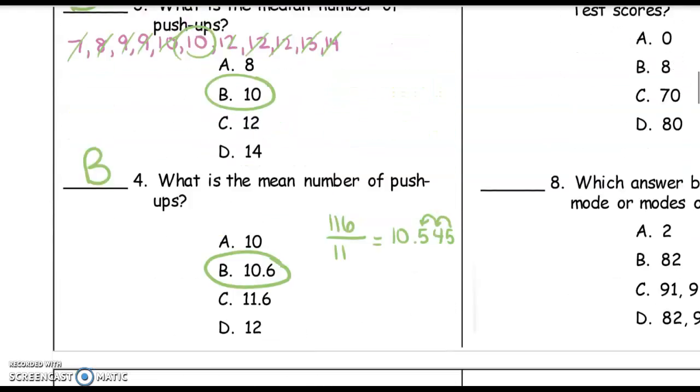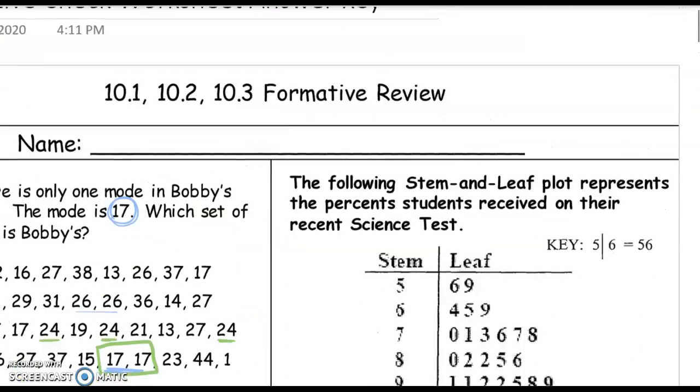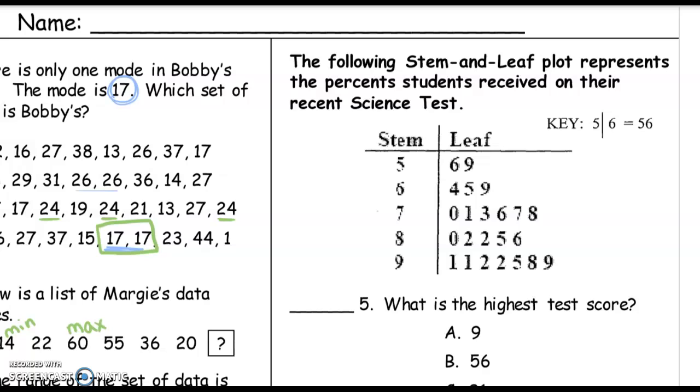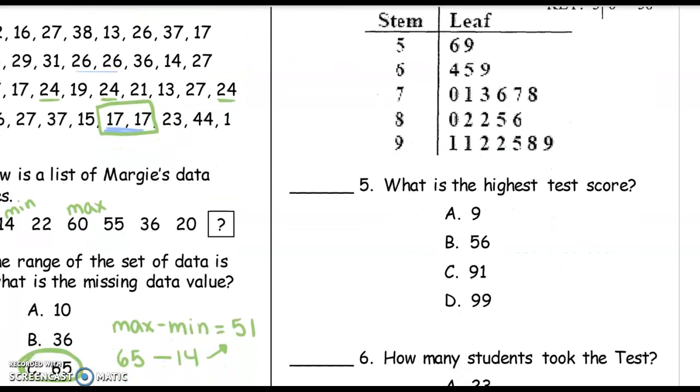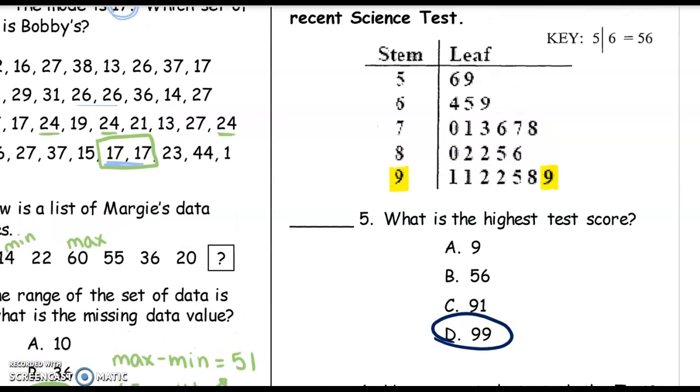All right, moving on to the next one. I got to go back up to the top of the page. We've got a stem and leaf plot. I want to know the highest test score. So that's the greatest value, which is going to be 99. So our answer is going to be D. So it's not 9, it's 99 because that's what the key is telling me how to read it. So the answer is D.